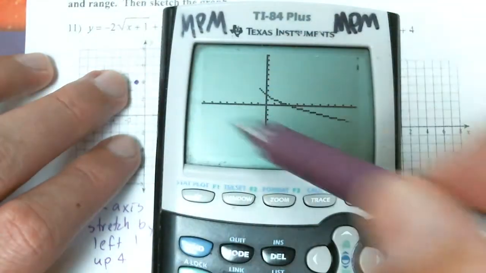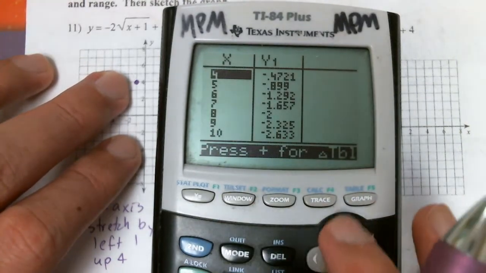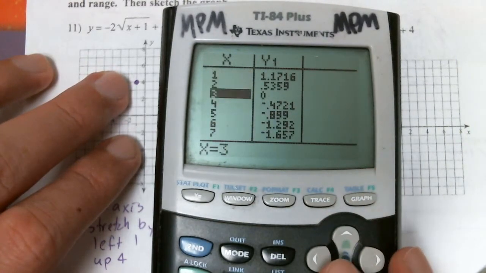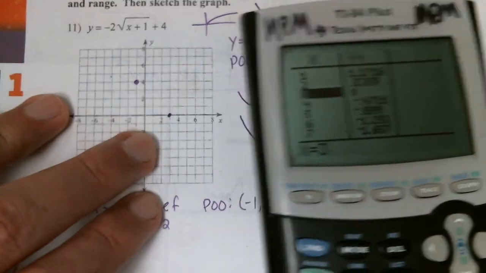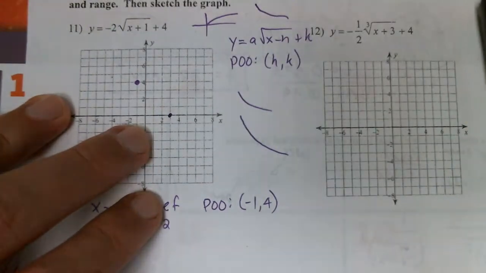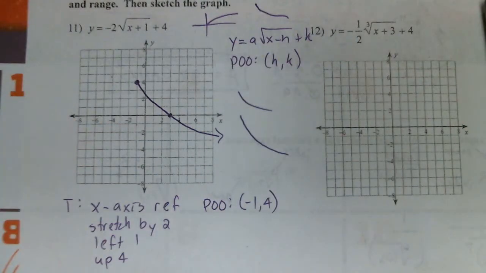Now you can give me a general sketch from this, or you can go to second table and grab some points. Okay, 3, 0 is a point, so I can grab that one. And really and truly, that's enough. That kind of tells us exactly how this graph is going. So something like that.